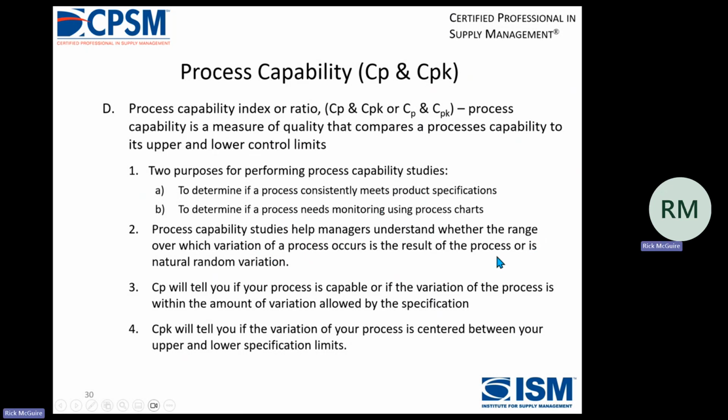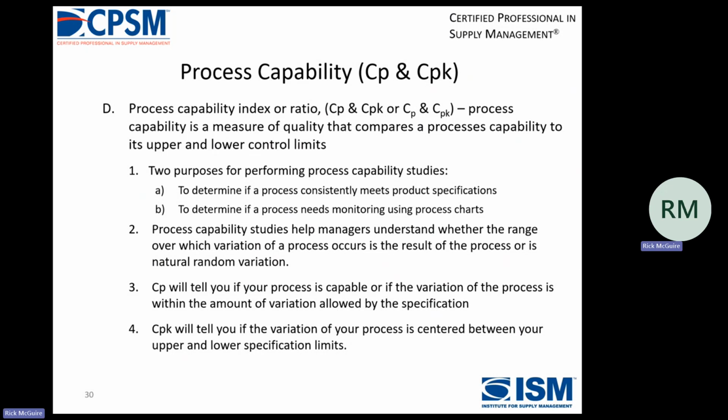So it helps managers understand whether the range over which variation of the process occurs is a result of the process or is natural random variation. And CP will tell you if the process is capable, or if the variation of the process is within the amount of variation allowed by the spec. Can you consistently meet your specifications?